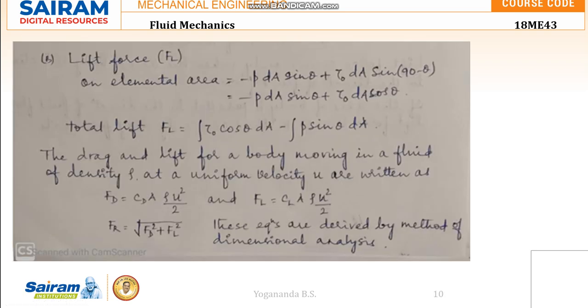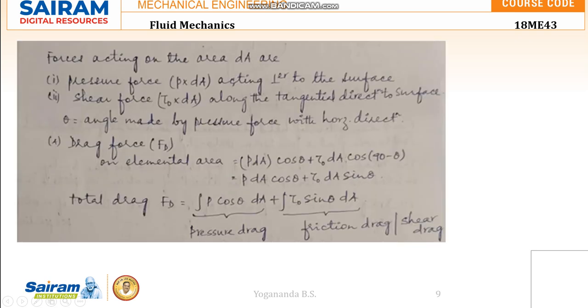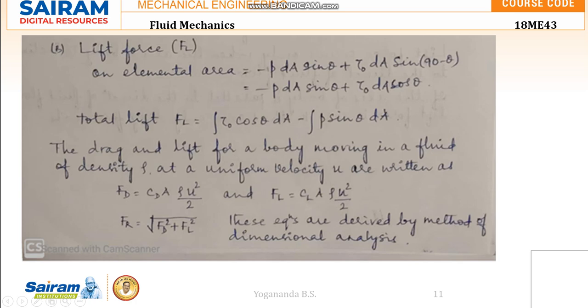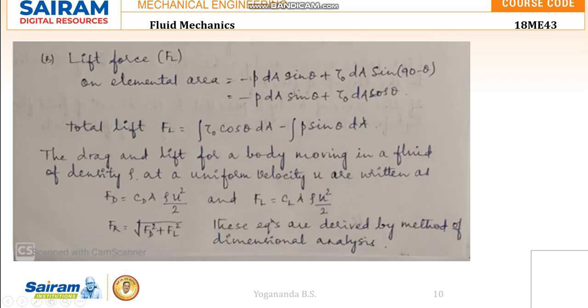Lift force: the vertical components of the two inclined forces here, P dA and tau naught dA. So P dA has the vertical component that is coming downwards here, so P dA sin theta with negative sign. And the vertical component of this shear force is going up, so that is having plus. So tau naught dA sin of 90 minus theta, it becomes cos theta.